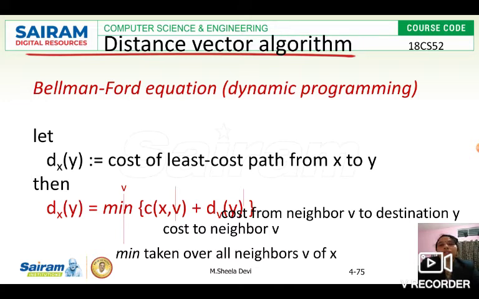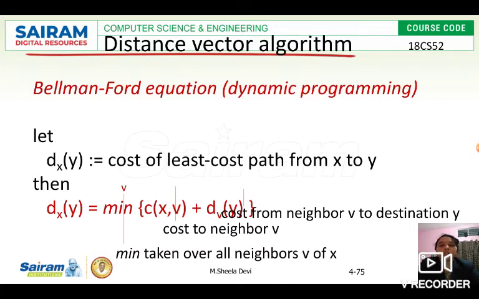It follows dynamic programming actually. So see the equation here, dx of y. What does it mean? Distance from x to y is equal to cost of the least cost path from x to y. Okay. Next, then what is dxy? Dx of y is equal to min over v, where v is nothing but all the nodes in the network. So min over v of c of x comma v plus dv of y.